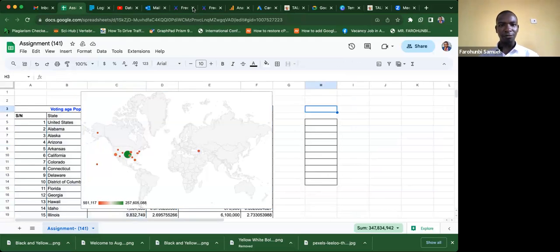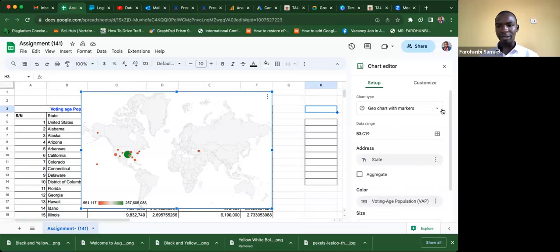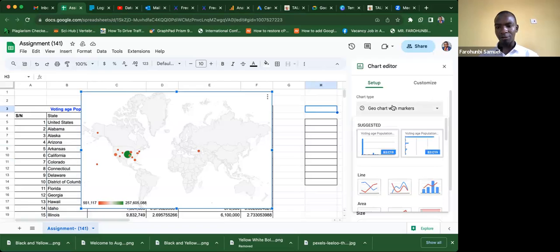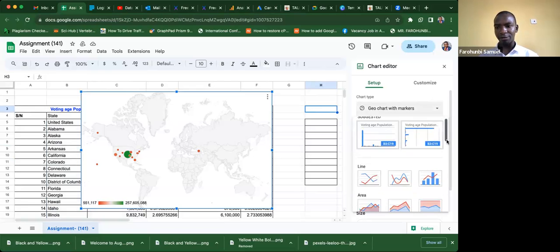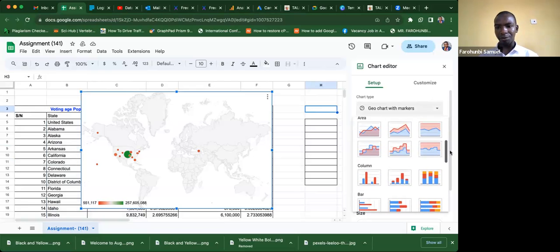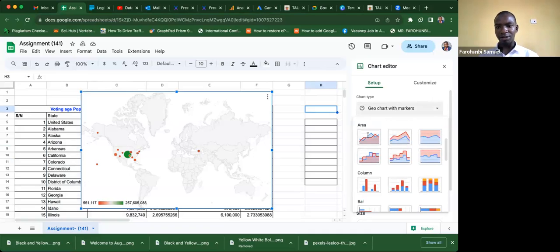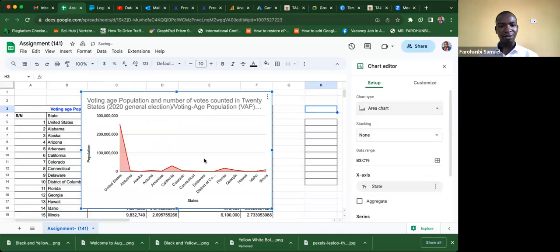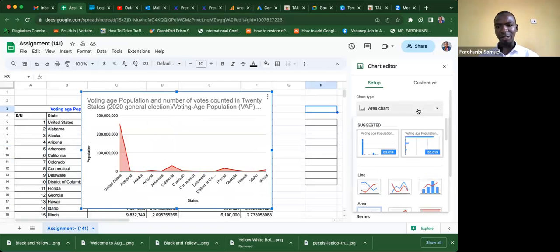I believe, so let me pick another example of charts. Let me use an area graph now. So let me say I want to have this area graph. This is how an area graph looks like.